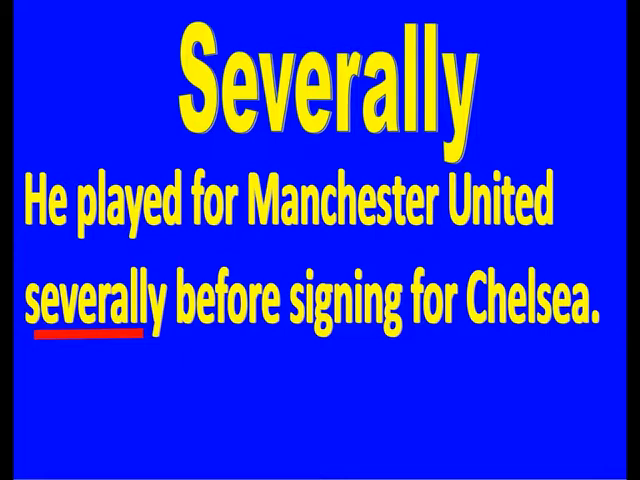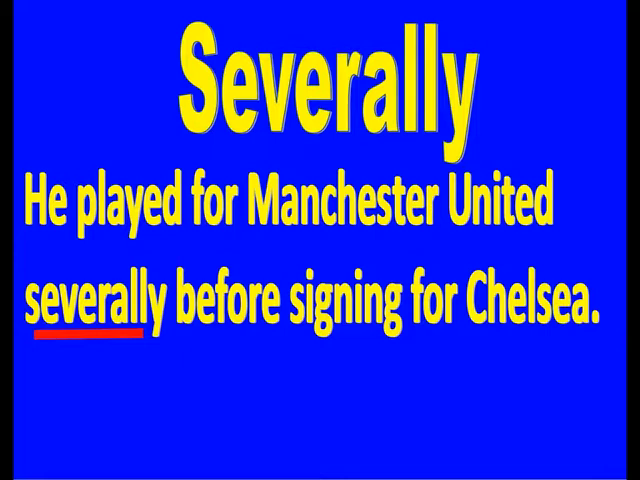Now look at this example that is wrong. He played for Manchester United severally before signing for Chelsea. This expression is wrong because the writer of this sentence wants to tell us that this player played for Manchester United few times before signing for Chelsea. But using that word severally makes the sentence wrong because what it means is separately.